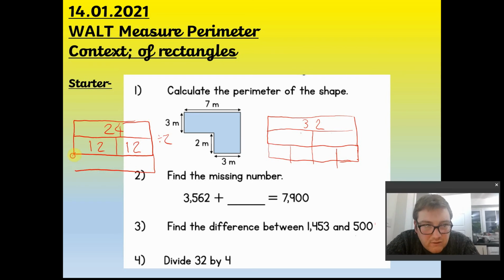Right, let's take it another step now. 24 divided again. How many sections have we got? 1, 2, 3, 4. Right, this is divided by 4 now. 24 divided by 4 equals, so we don't have to do any hardcore maths, let's split this 12 up into 2 pieces again. So 12 split into 2 is, I hope you said 6. So 24 divided by 2 equals 12. 24 divided by 4 equals 6.